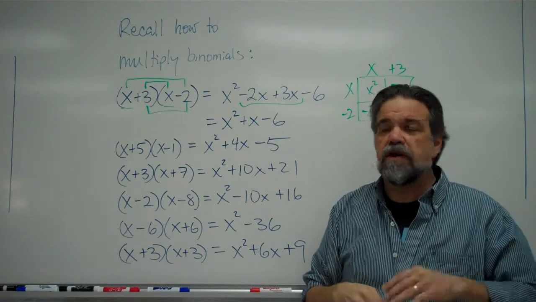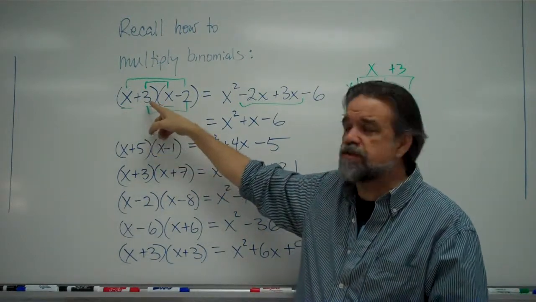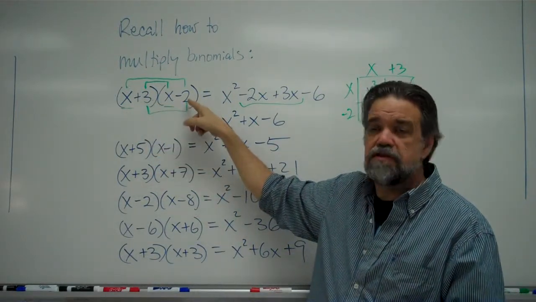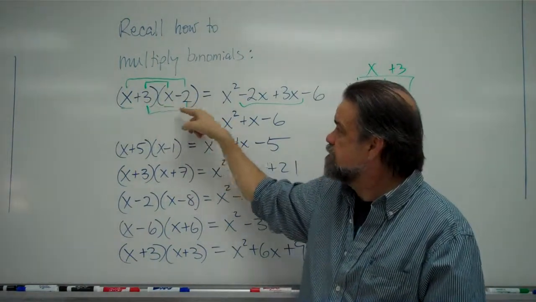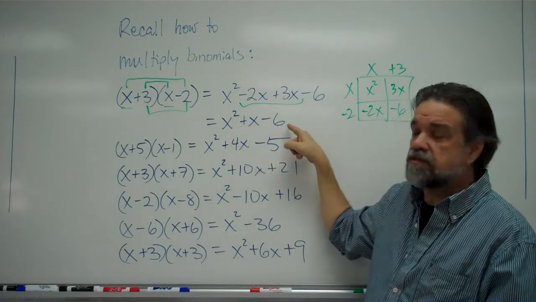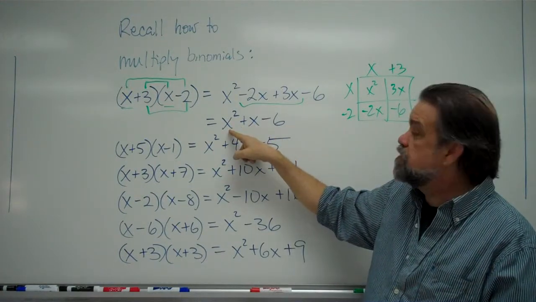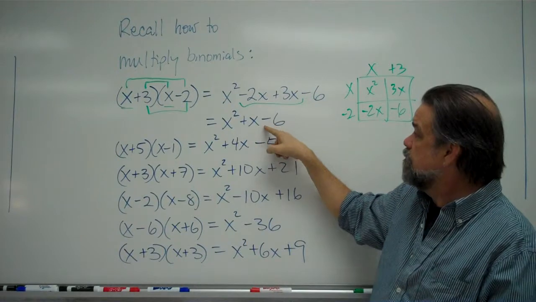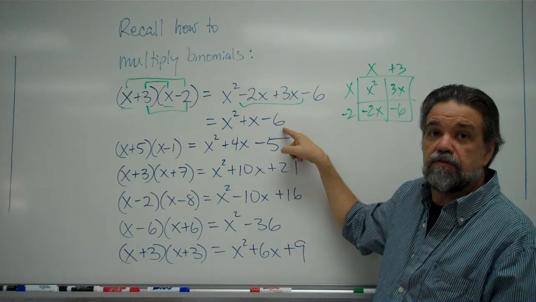Let's plug in the number 1 for x. 1 plus 3 is 4. 1 minus 2 is negative 1. 4 times negative 1 is negative 4, right? Well, now let's plug 1 into this equation here. We get 1 squared, which is 1, plus 1, that makes 2, minus 6 is negative 4.